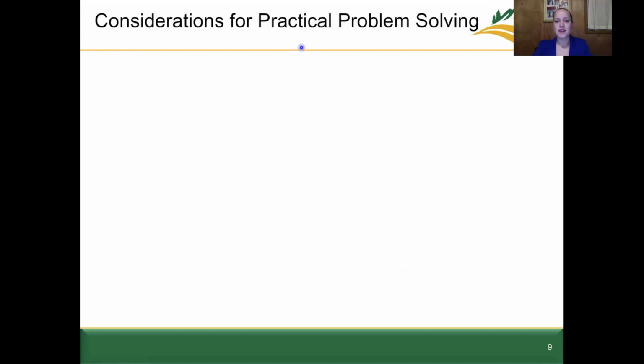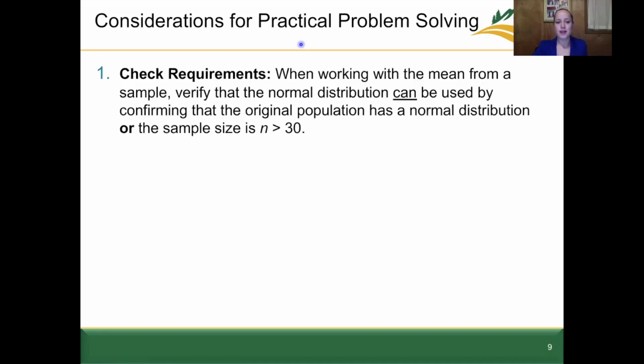So here are some considerations for practical problem solving. If you see some problem on a practice test or your homework or the exam, and you're trying to figure out, do I use the central limit theorem here? Point number one is you want to check those requirements. When working with the mean from a sample, verify that the normal distribution can be used by confirming that either the original population has a normal distribution or the sample size n is greater than 30. If one of these is not true, then we're not going to use the central limit theorem.